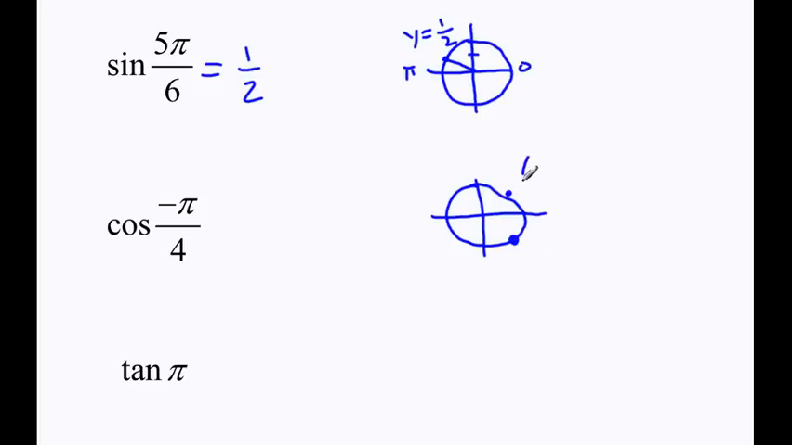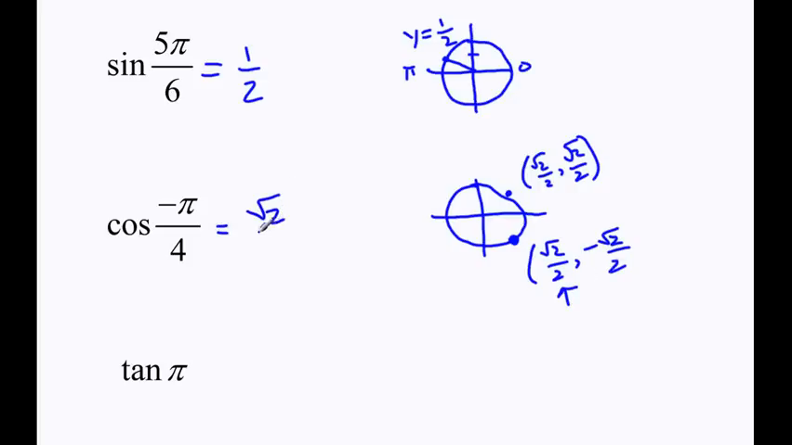I recall that this was √2 over 2, √2 over 2. When I reflect over the x-axis, my y-coordinate turns negative, though that really doesn't matter here because cosine is my x-coordinate, so my answer is √2 over 2. All right, let's try the tangent of pi. Oh, we all know where pi is. It's right here. So I say, okay, tangent is y over x. My point is -1, 0.